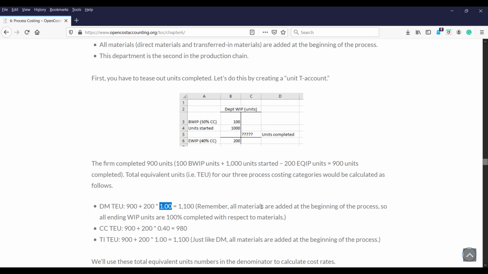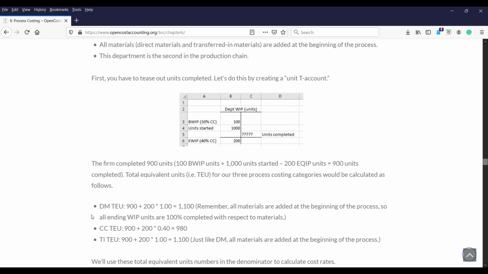So direct materials, all materials are at the beginning, so it's 100% complete, just times 1. Their ending WIP is 40% complete with respect to conversion costs. That's right here. And so it's 200 times 0.4, which ends up being, this whole term here ends up being 80. And then transferred in costs, just like direct materials, are added all at the beginning of the process. So it's 200 times 100%, or 1.